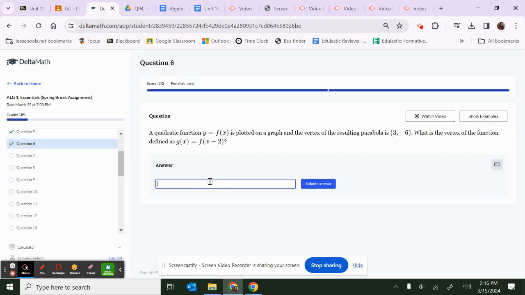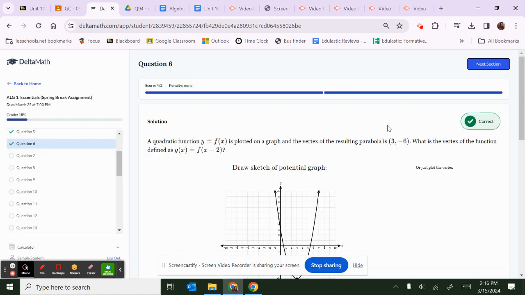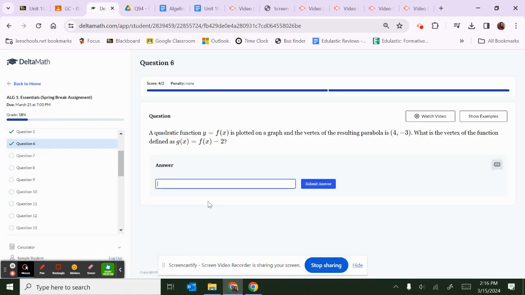Here I see a negative 2. I do the opposite of that: add 2 to my x. So 3 plus 2 is 5, and your negative 6 stays the same. Why does it stay the same? Because there's no number on the outside. Again, guys, keep on practicing.